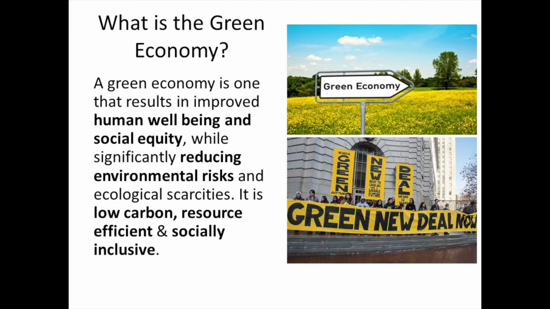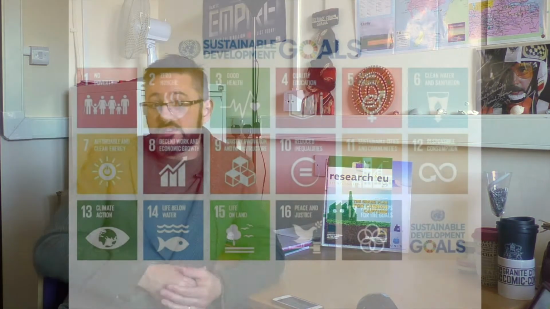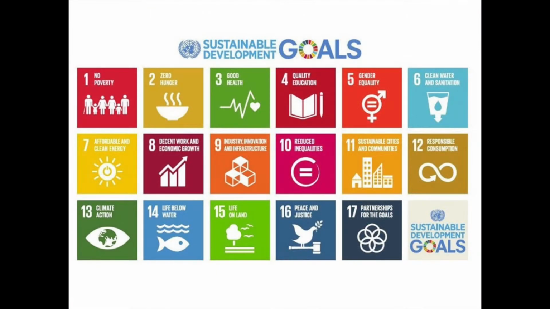The original one, if you look at the slide, is from UNEP. Quite a vague and broad definition, but it is that human well-being, social equity and environmental elements are factored into the modern economy. It's low carbon, it's efficient, and it's socially inclusive. But what is interesting now is that we are seeing major political movements coming up around this concept of the green economy, or as often called, a just transition.